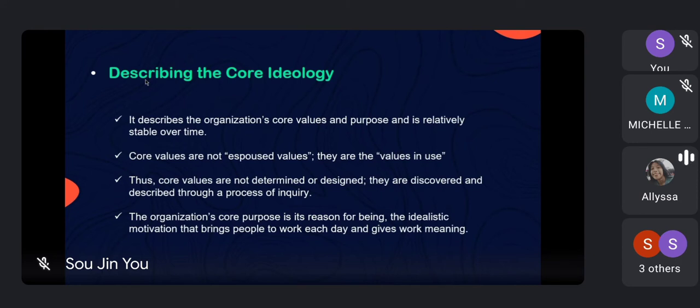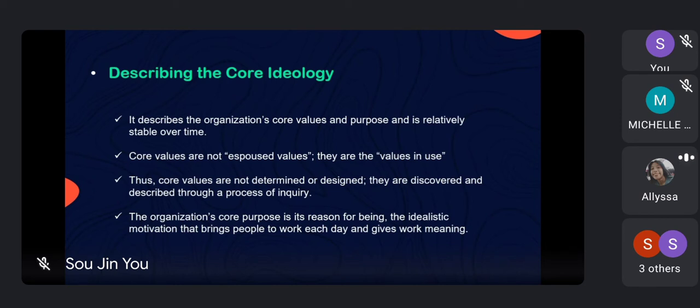Describing the core ideology. It describes the organization's core values and purpose, and it's relatively stable over time. Core values are not espoused values. They are the values in use. Thus, core values are not determined or designed, they are discovered and described through a process of inquiry. The organization's core purpose is its reason for being, the idealistic motivation that brings people to work each day and gives work meaning.